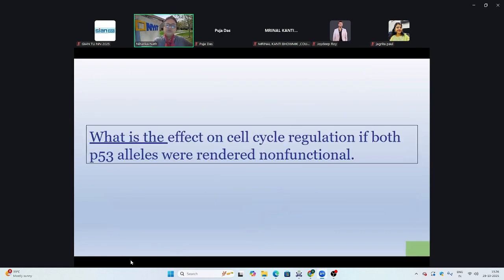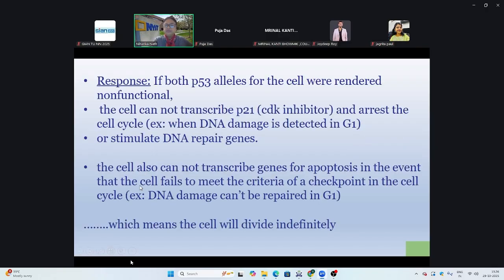So this is just a short question for you. I thought I would put in and make you answer. If both P53 alleles on both chromosomes were non-functional, then what will happen? Then there's a big problem. That's what will happen.